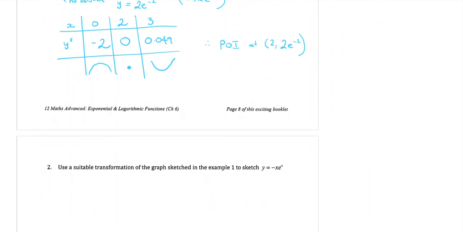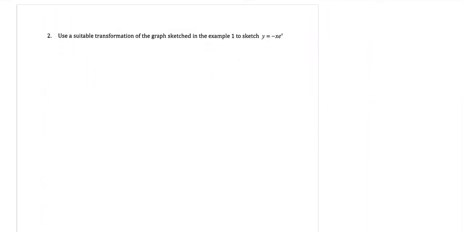All right, question 2. Use a suitable transformation of the graph sketched, like we did in example number 1, to sketch y equals negative x e to the x. The one that we just sketched was x e to the negative x, right? So we just had y equals x e to the negative x.